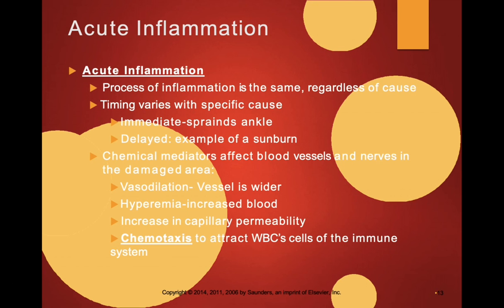Now, there's acute inflammation and then there's chronic inflammation, right? So acute inflammation is good. Long-term chronic inflammation is very destructive and bad. So acute inflammation, the process of inflammation is really the same regardless of what caused it, whether it was a cut on the skin or a sprained ankle or an insect bite or a bee sting, right? The acute inflammation, the stages are the normal. The timing can vary with specific causes.